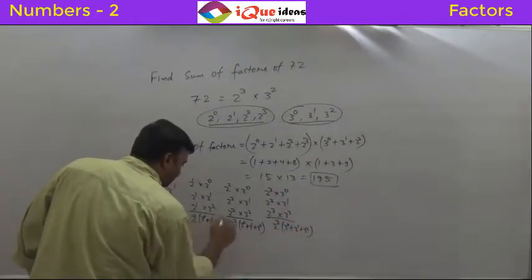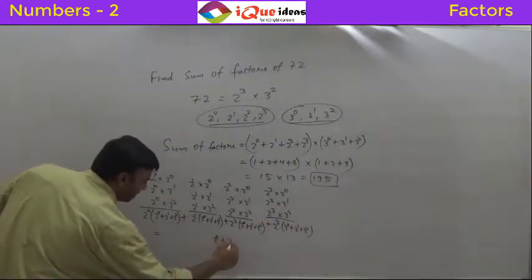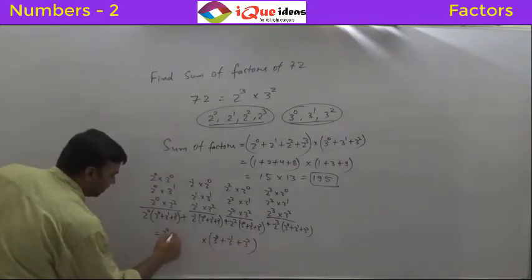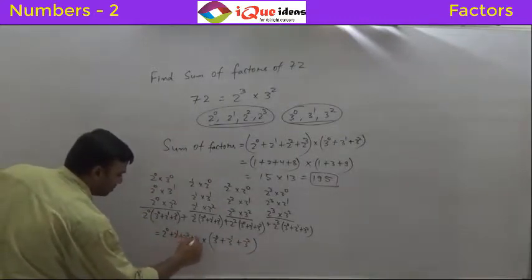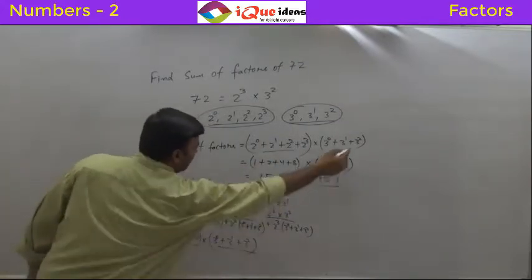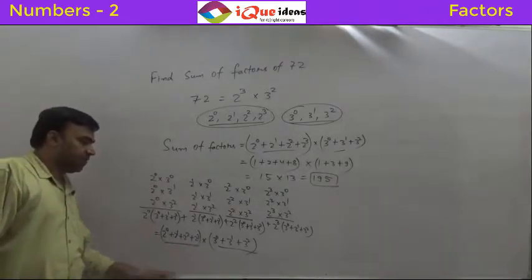Now if you add all of these, what will happen? You will get 3 raised to 0 plus 3 raised to 1 plus 3 raised to 2 common, and the other things would be 2 raised to 0 plus 2 raised to 1 plus 2 raised to 2 plus 2 raised to 3. Which is nothing but the sum of all possible powers of 2 times the sum of all possible powers of 3. So you don't have to get into the details of this, you can directly do this.